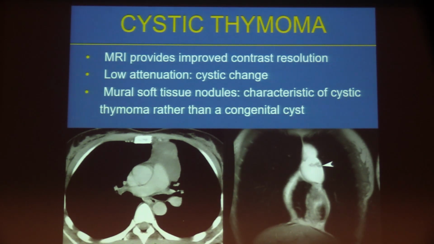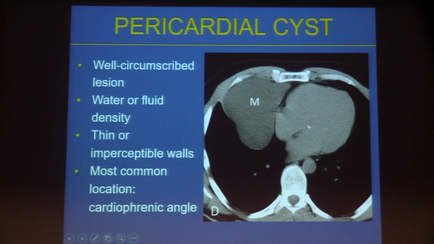When you're making the diagnosis of a simple cyst, make sure there's absolutely no nodularity in there, because a cystic thymoma will look the same except it'll have nodularity or a thickening of the wall. So MRI is much better than CT in making this diagnosis. And if we had MRI on each of these cases, we would limit the unnecessary surgery that is done. From the unnecessary thymectomies that are done, a third of them are due to thymic cysts and the other third of thymic hyperplasia. So pericardial cyst, same thing.